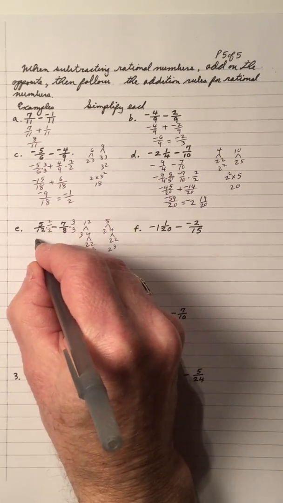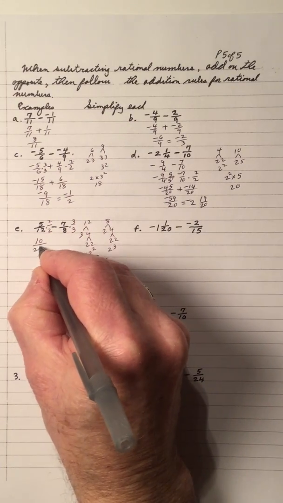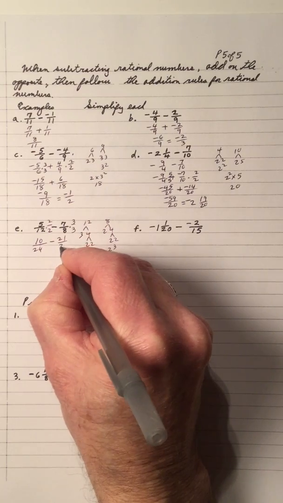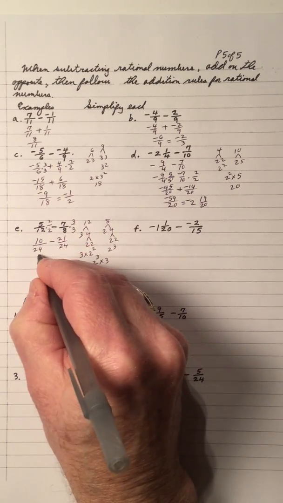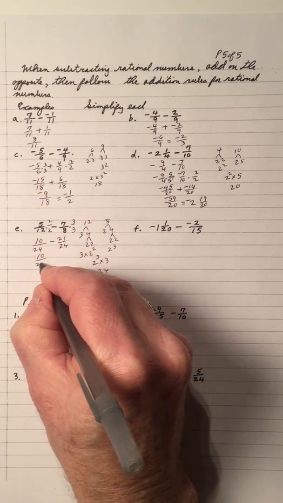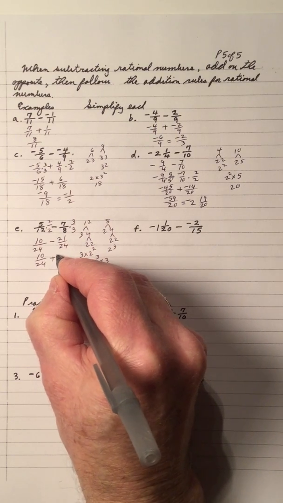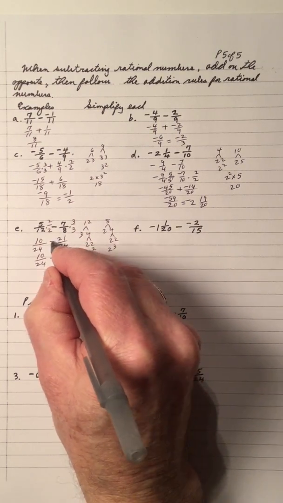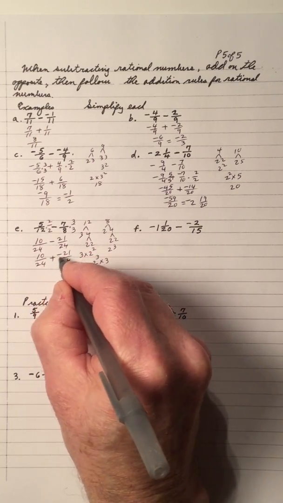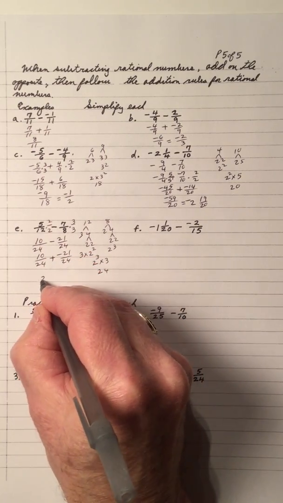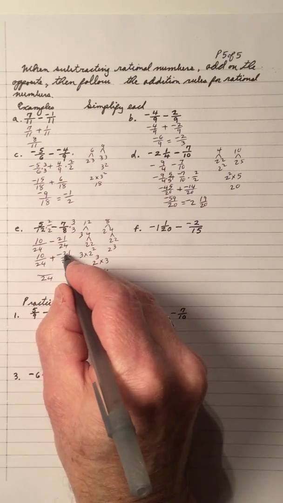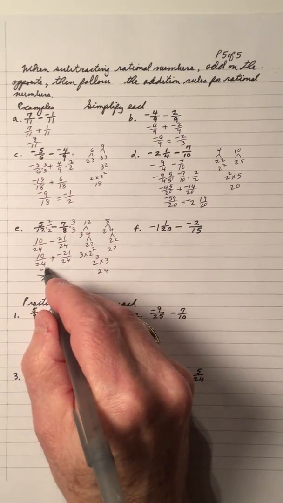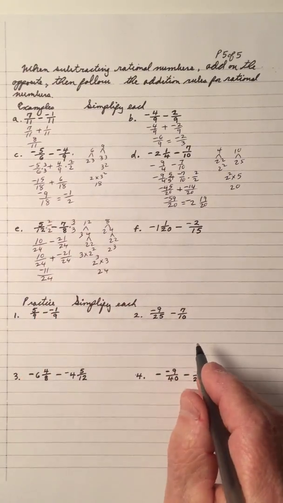Now make equivalent fractions. You have 10 over 24, subtract 21 over 24. And because I'm subtracting, I like to add on my opposite. So the opposite of 21 over 24 is negative 21 over 24. Have a common denominator of 24, and you subtract, you get negative 11. And 11 is prime, so you can't reduce it.